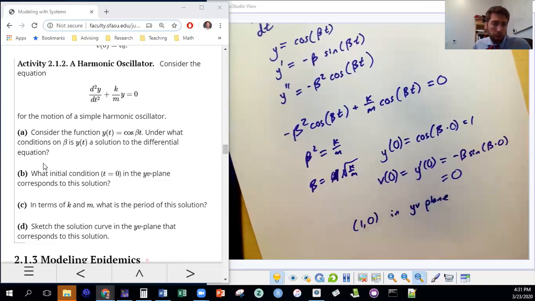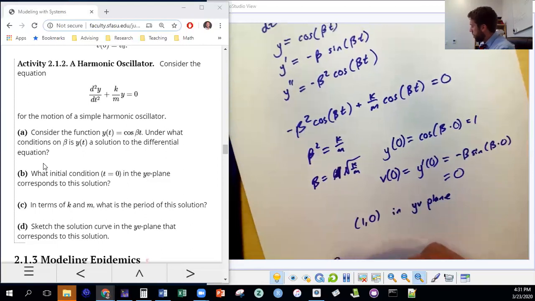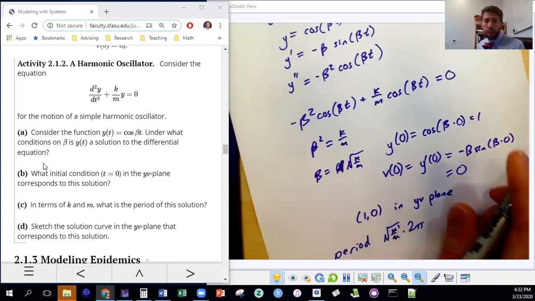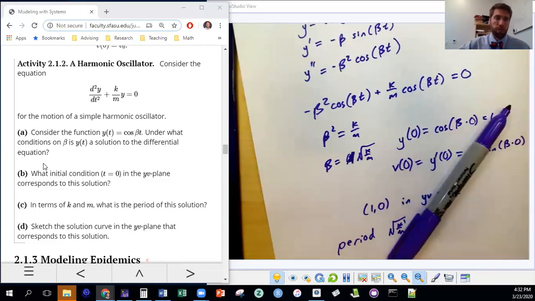Okay, in terms of k and m, what is the period of the solution? Well, the period of cosine is 2 pi, so it's going to be 2 pi divided by the square root of k over m. And then finally, sketch a solution. Well, I did that in Desmos.